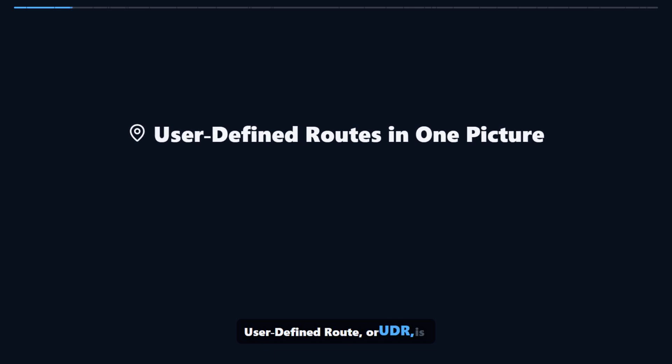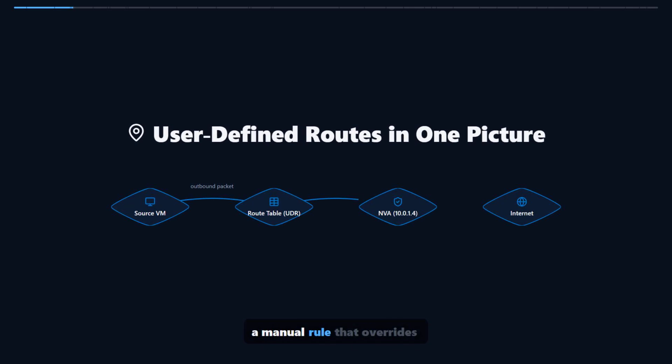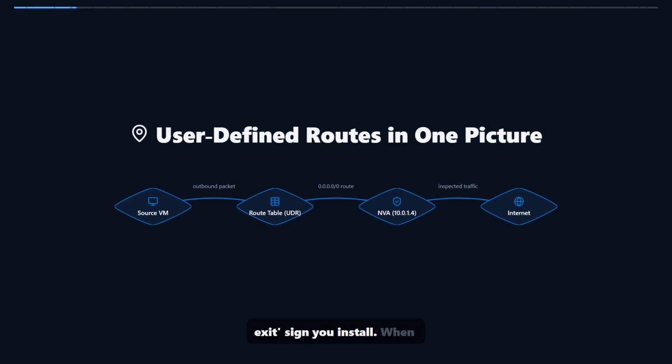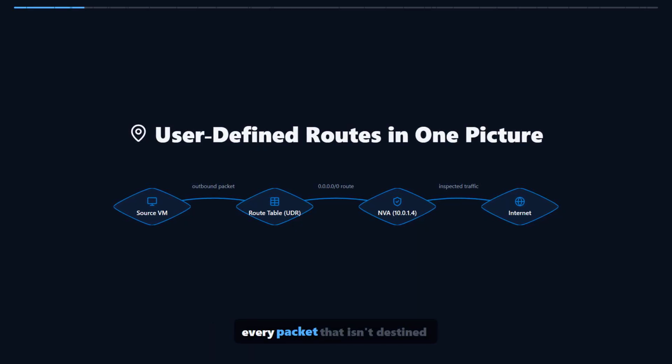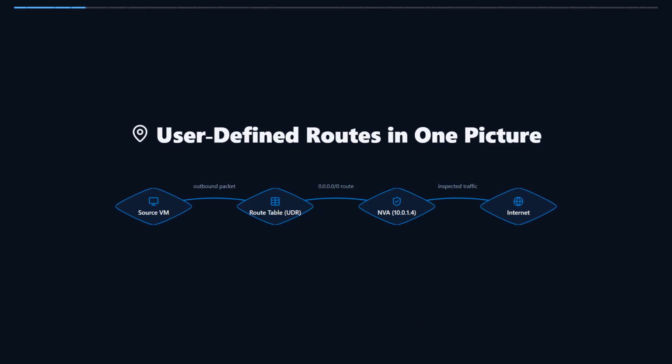A user-defined route, or UDR, is a manual rule that overrides Azure's default system routes. Think of it like a next exit sign you install. When a packet leaves a VM, the subnet's route table checks if there's a UDR matching its destination. If you've got a rule that says 0.0.0.0/0 next hop virtual appliance at 10.0.1.4, every packet that isn't destined for another address in the VNet gets handed to that NVA instead of going straight to the internet.